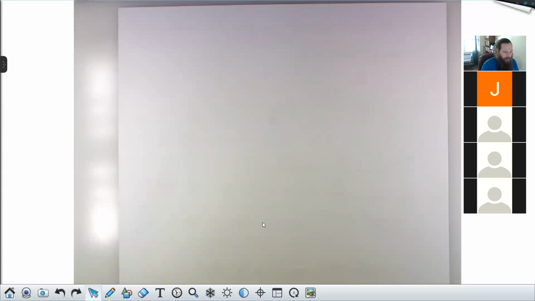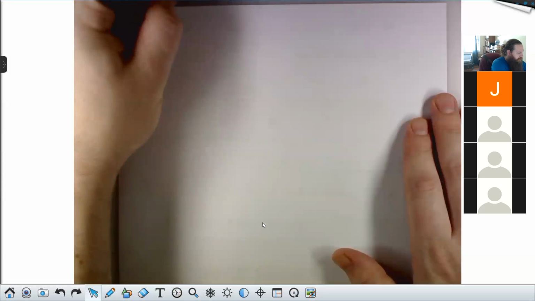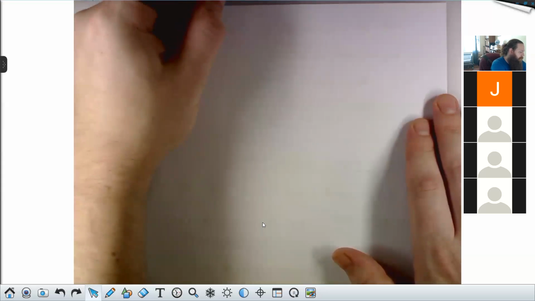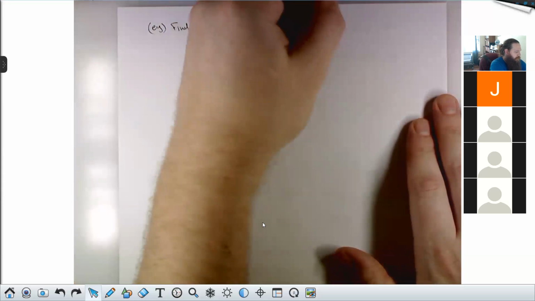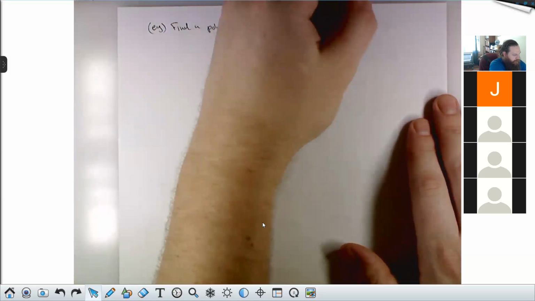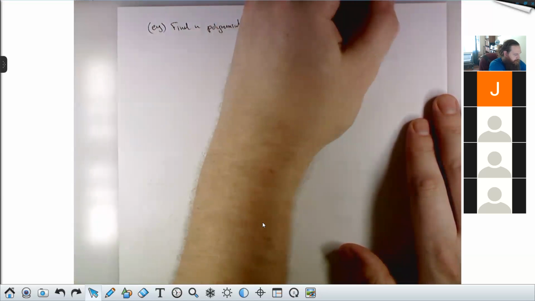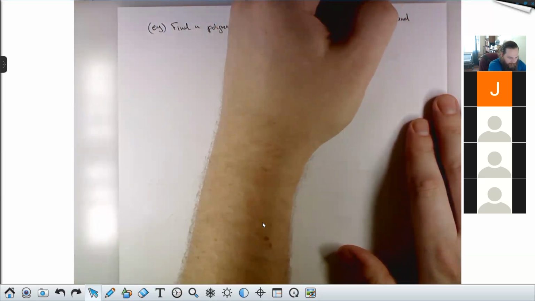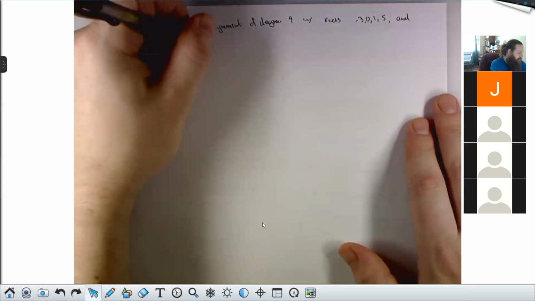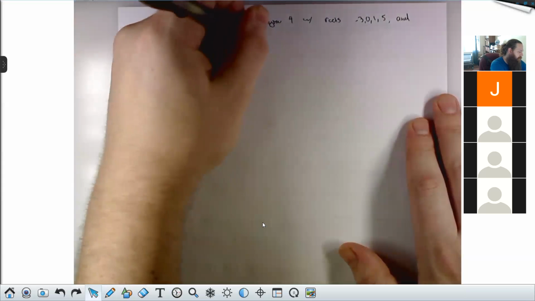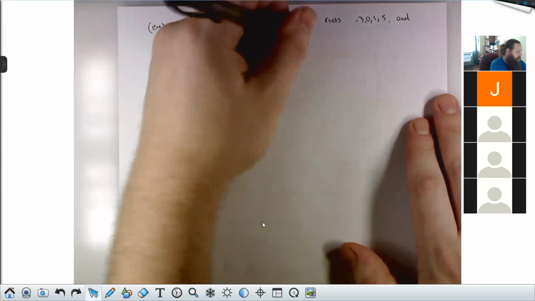Basically, what you're going to do is just what I showed there. You're going to write down p of x equals a, or whatever letter you want to use, but not x, some constant times those factors. And then you'll use the extra information to solve for a. So you find the polynomial of degree 4 with roots, what do we have? Negative 3, 0, 1, and 5, and having coefficient of x cubed, negative 6. Negative 6 as the coefficient of x cubed.